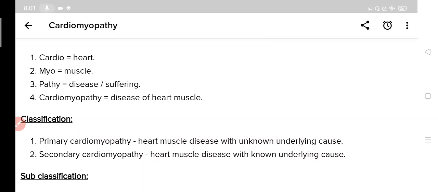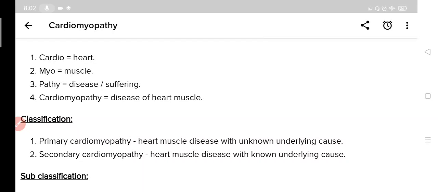So cardiomyopathy is classified as primary and secondary cardiomyopathy, and this classification is based on its etiology. This classification is based on its cause. So if the cause is known, then it is called secondary cardiomyopathy, and if the cause is not known, then it is called primary cardiomyopathy. Why? Because secondary means it is secondary to something, to a cause, and in primary cardiomyopathy there is no known cause. So the disease itself, that is cardiomyopathy itself, is the first event known.